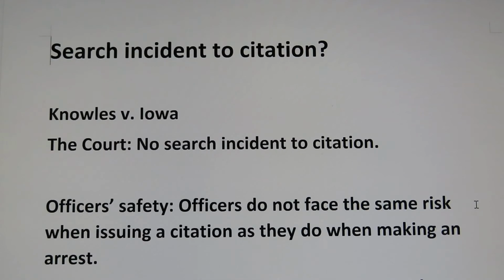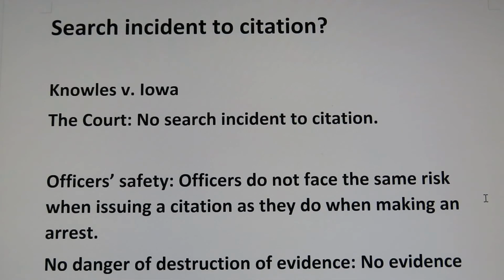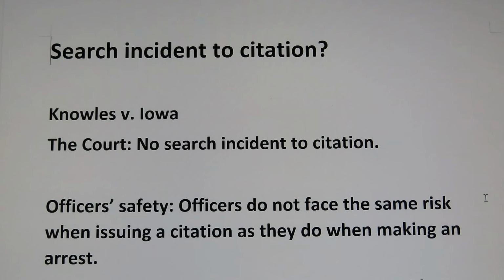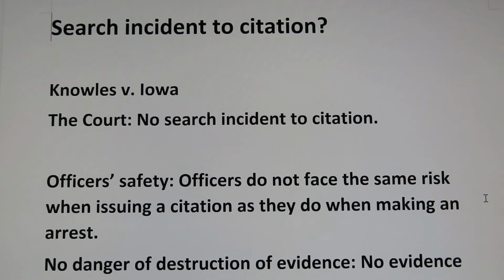Related to this search incident to arrest doctrine, we also have an issue whether we should have this search incident to citation. This issue arose in Knowles versus Iowa. In this case, the defendant was speeding, and the police issued a citation. And after that, the police conducted a search of the car, and actually found criminal evidence.